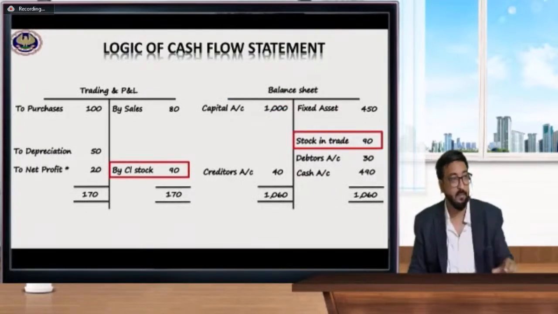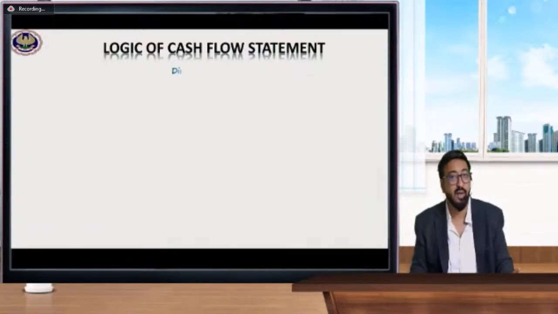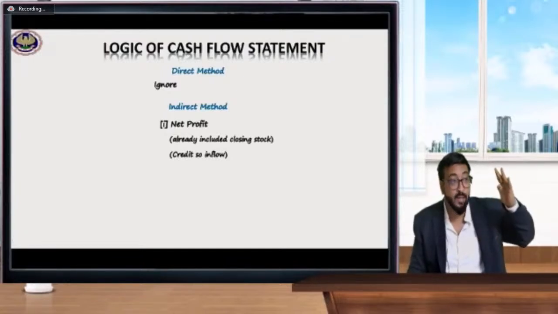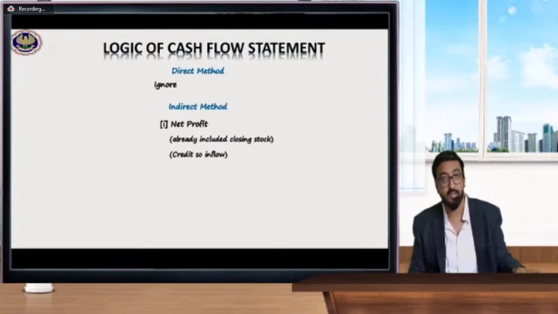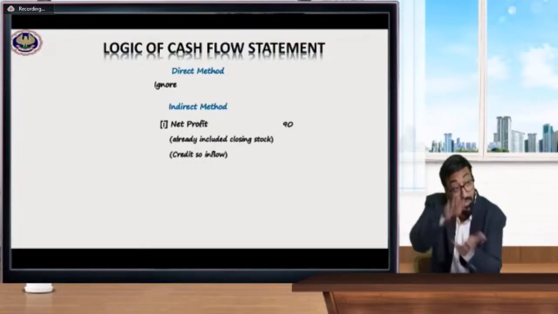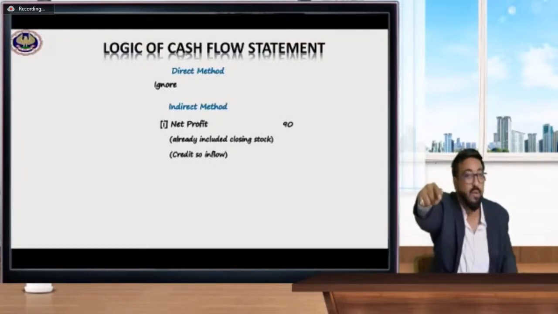Closing stock. Whether closing stock affects your trial balance, in direct method you will ignore it, because there is no cash outflow. But in indirect method, how did you start? Net profit. So net profit has already included closing stock. Whether closing stock increases or decreases your net profit, it increases. How much closing stock is there? 90. So net profit is already inclusive of 90.